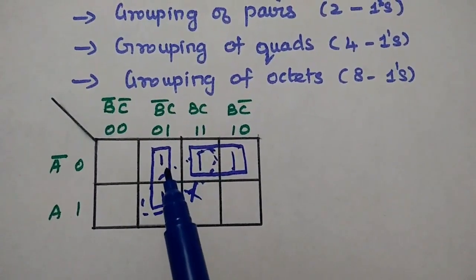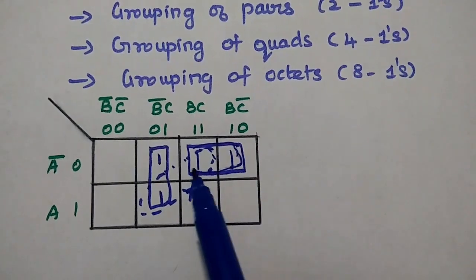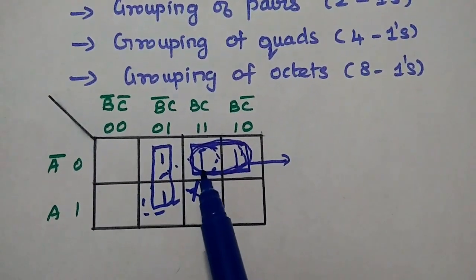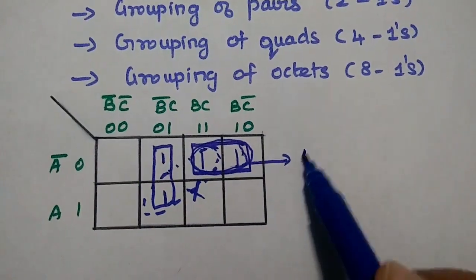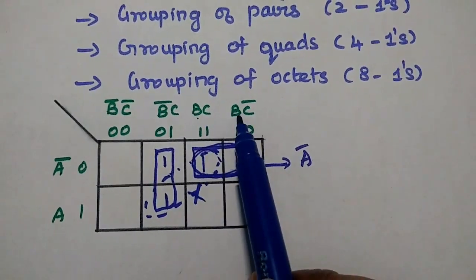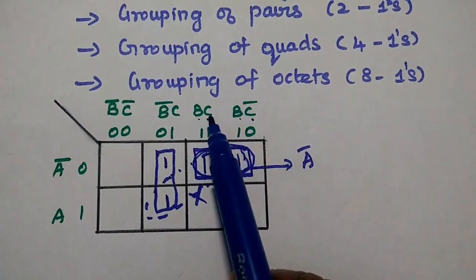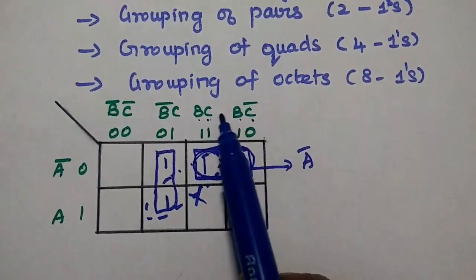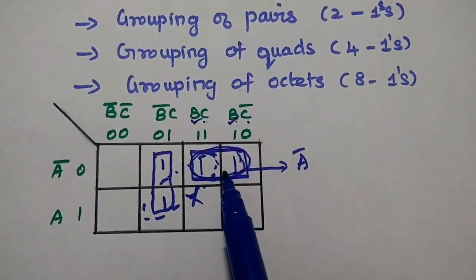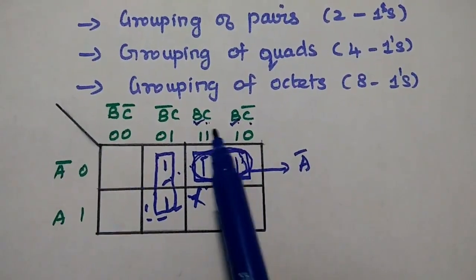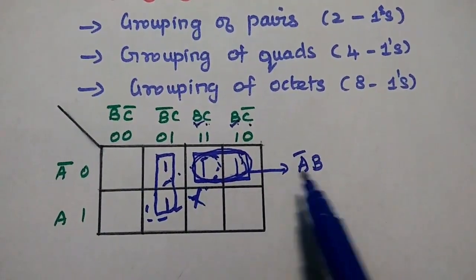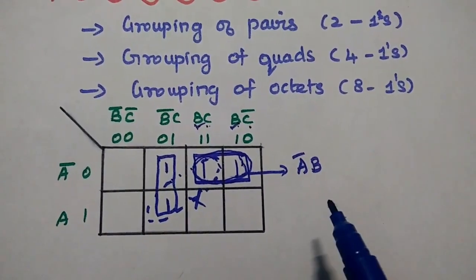If I group the ones like this, then the value of this group is the common term. What is the common term in this row? A bar. So here we can take A bar. What is the common term for these 2 columns? Here it is B, here it is B, here it is C, here it is C bar. C plus C bar is nothing but 1, so we can simply ignore the different bits and take only the common bits. So for these 2 ones, the common bits are A bar and B, and these 2 ones can be represented as A bar B as a single expression.